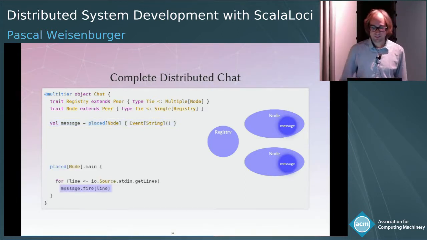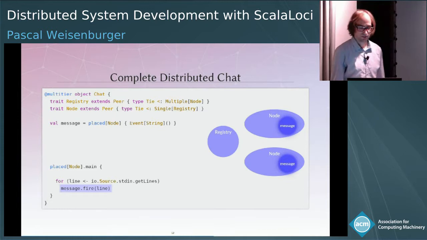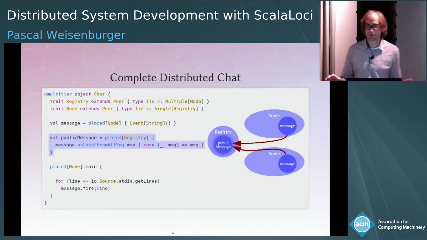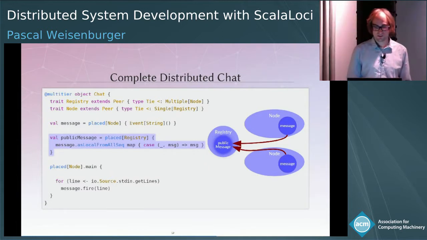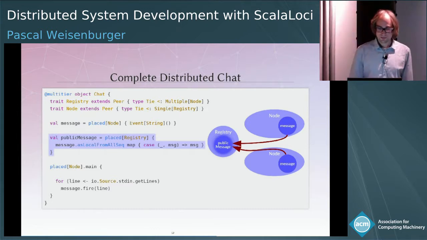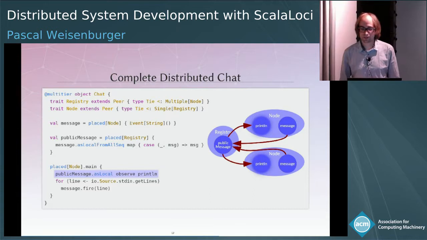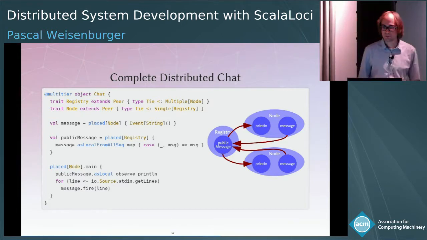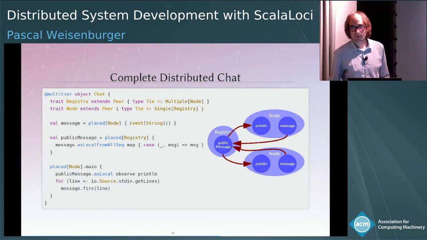So we fire the event message for every line typed on one of the nodes. And then we access these message event streams from all the nodes remotely and aggregate them into a single event stream on the registry, which we then bind to this public message value. And finally, the nodes access this public message stream from the registry and print out every message. So this is basically all the code we need to implement a working chat application with data flow from the nodes through the central registry back to all the nodes.